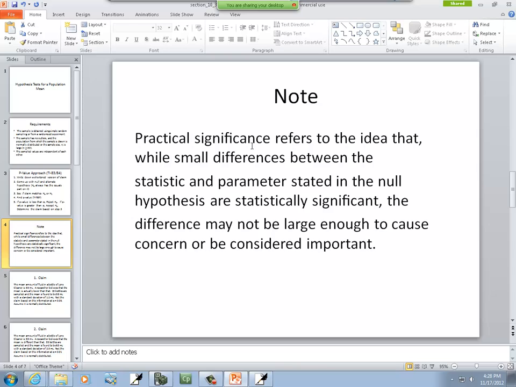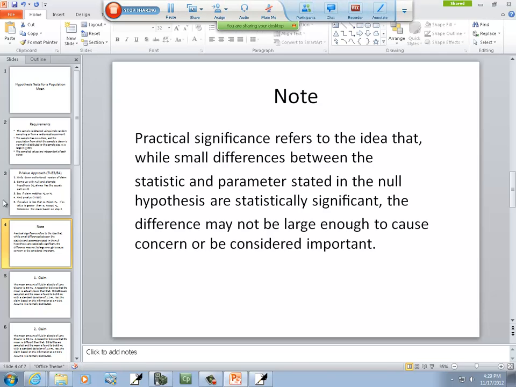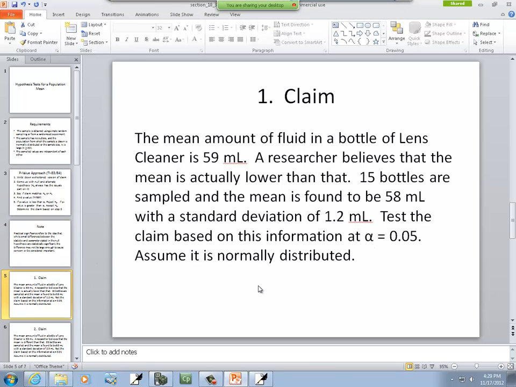Okay, note, practical significance refers to the idea that while small differences between the statistic and the parameter stated in the null hypothesis are statistically significant, the difference may not be large enough to cause concern or be considered important. What does this mean? Well, I did a test one time, a claim, based upon some data from the college, and it was about DWF rates. While it showed it was statistically significant, the actual number of students involved in a change from this percent to this percent really didn't make much difference. So that's what it's referring to. Use some common sense along with the statistics, basically.